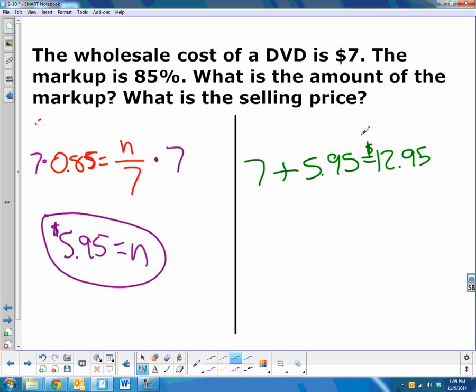I'm going to label it. That seems about right, though. If you went to the store, $12.95, that's kind of what you see them being sold for. But Target is making $5.95 off each of those DVDs. Plus, they have to pay for electricity and staff, and they have to pay a lot of money to keep a Target open.